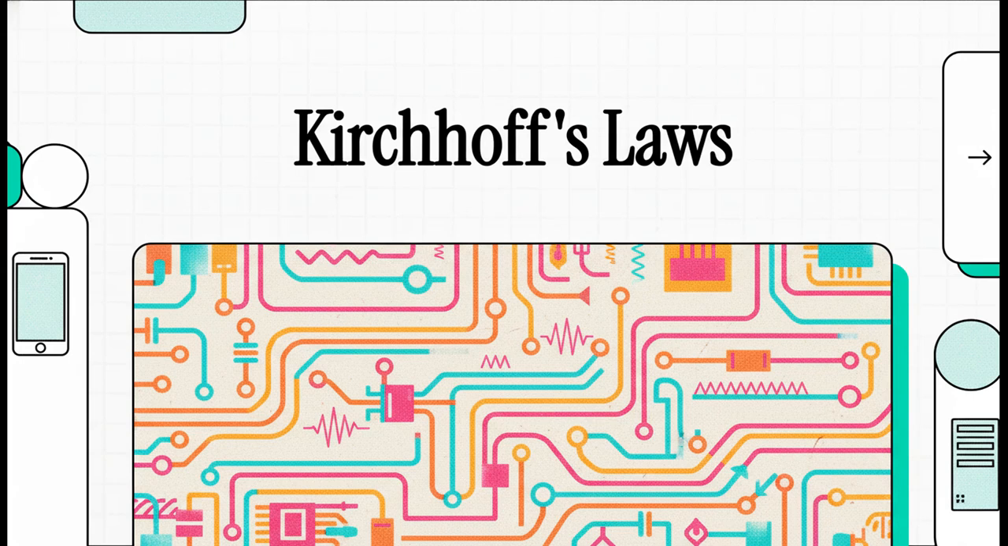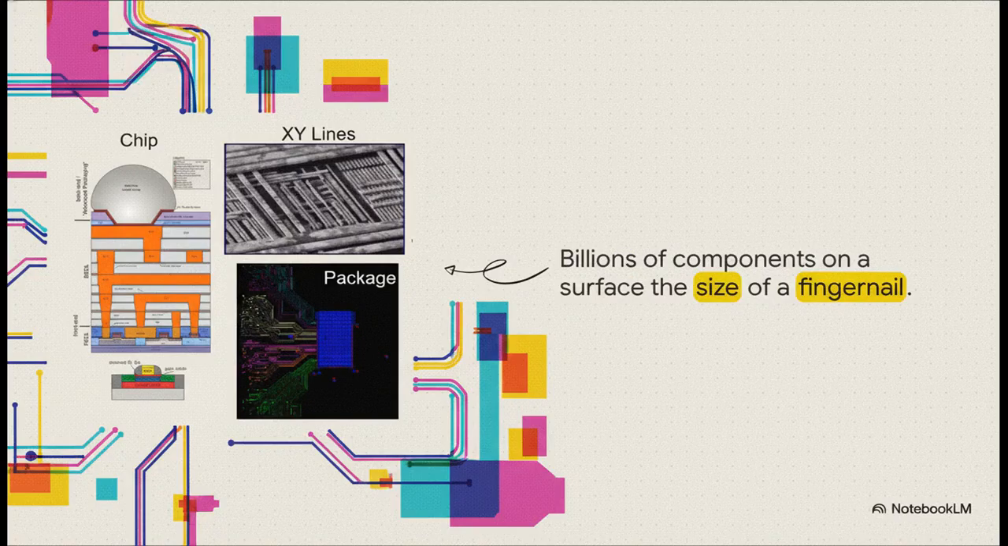Have you ever really stopped to think about how something like your smartphone or a massive supercomputer actually works? How is that incredible dance of electricity managed inside? Well, it turns out the answer lies in a couple of laws from way back in the 19th century, and believe me, they are the bedrock of pretty much all modern electronics. Let's dive in.